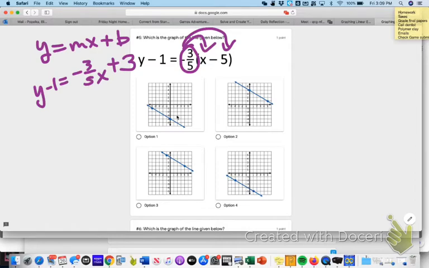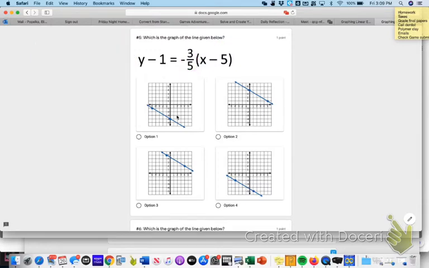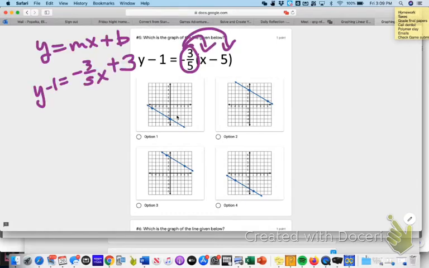So far I have y minus 1, and I distributed the 3/5 to get rid of those parentheses just like we did the other day. And so the last thing we need to do is get that y, where did that go? Hold up. There we go. Sorry about that, guys. So the last thing that we need to do is get that y isolated. The y needs to be by itself.